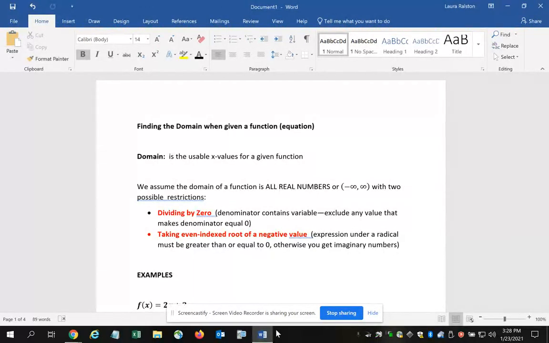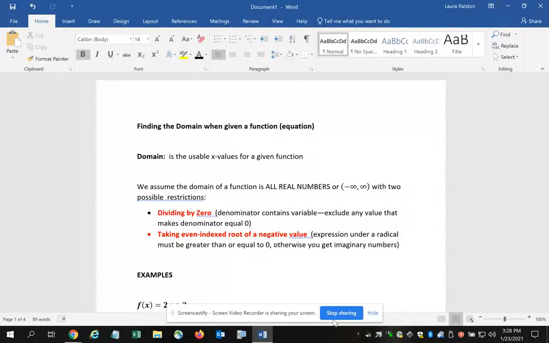It's important to remember that the domain is the x values that you can use in the function. So the way I define it is it's the usable x values for a given function. And in most cases with a function, we assume that the domain is going to be all real numbers, that we can use any number that we can possibly think of within our number system that's on the number line. So that's from negative infinity to positive infinity.